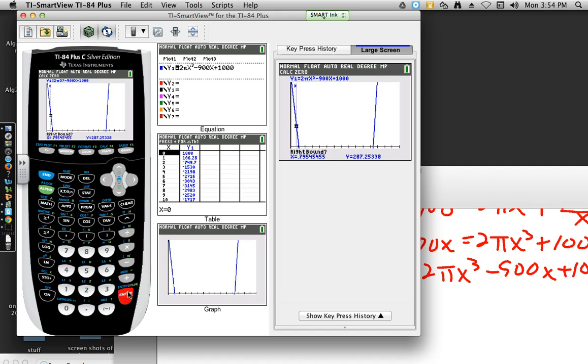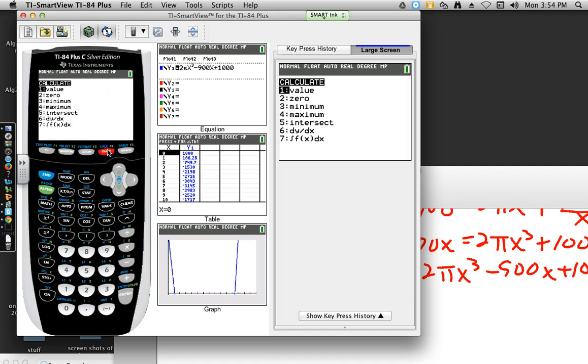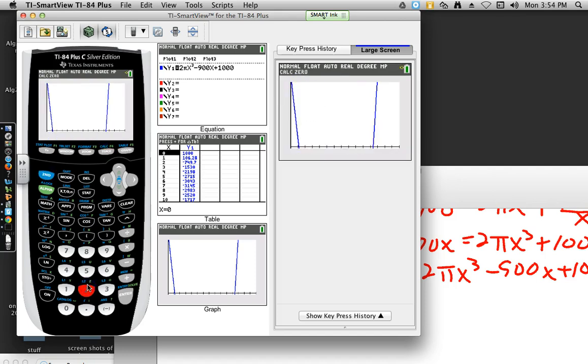So now we press enter because that is the left of the x-axis. And right arrow a few times to the right and hit enter through guess. And we have 1.121 centimeters.